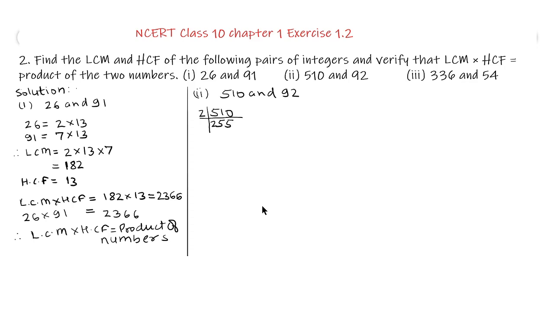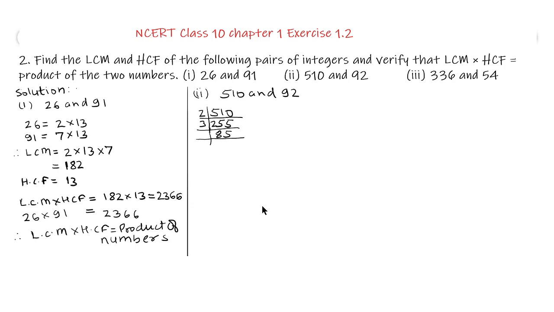We check whether it is divisible by 3 or not. 5 plus 5, 10 plus 2. So the sum of the digits is 12. Hence it is divisible by 3. So we divide it by 3. 3 times 8 is 24. Balance 1. And 3 times 5 is 15. So our quotient is 85.